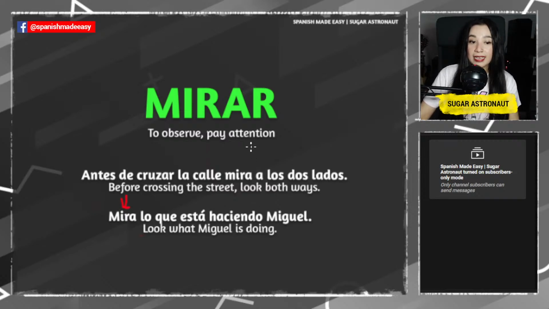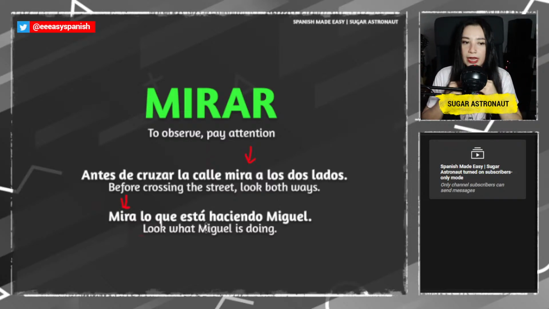Now, you can replace mirar in those two examples with the verb ver. So you can say, antes de cruzar la calle, ve a los dos lados. Ve lo que está haciendo Miguel. You can technically do that. It still sounds correct, but if you want to have more verbs in your vocabulary, you can say, mira lo que está haciendo Miguel. Okay? So, mirar is very commonly used when observing and when paying attention. Now you know.